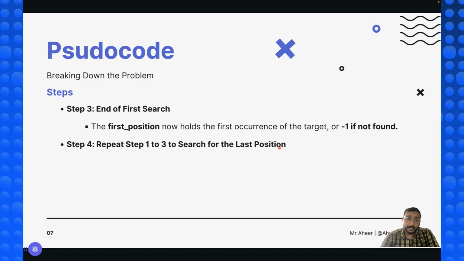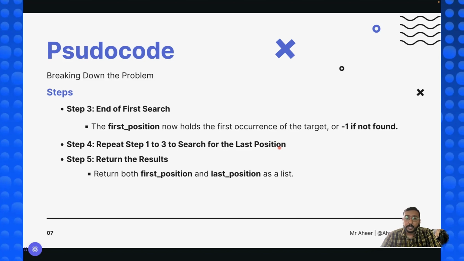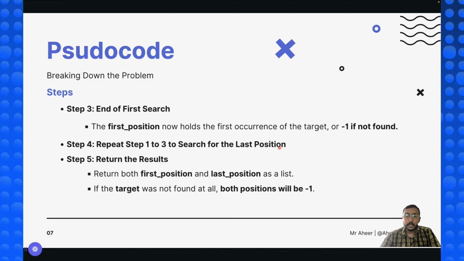Now we repeat the same process, step 1 to step 3, for searching the last position in this array. Once we have found both, we return the first position and the last position, and if our target is not found, then we return -1. So this is the whole scenario behind it. Now let's deep dive into the code.